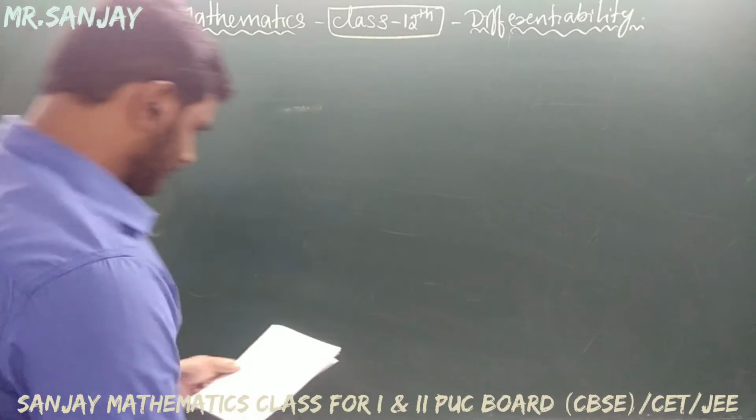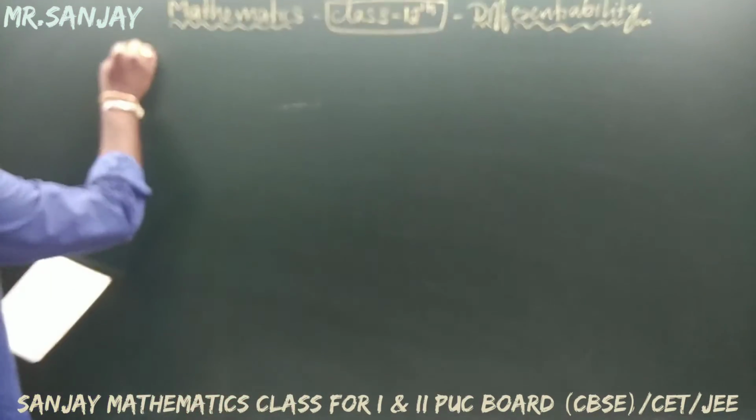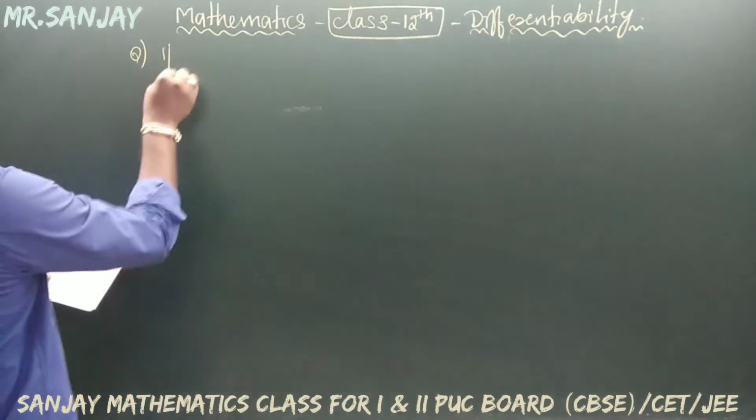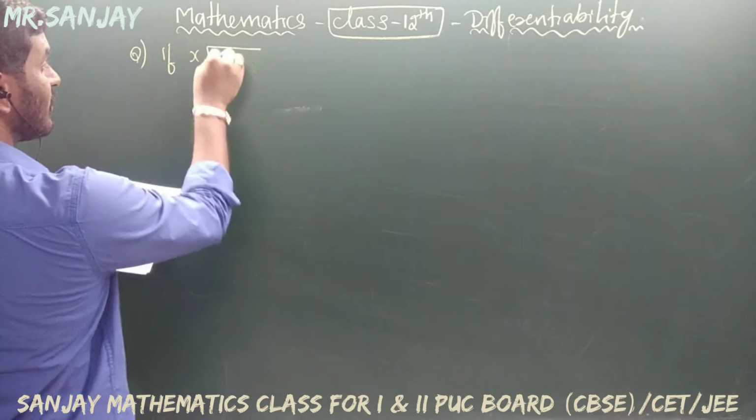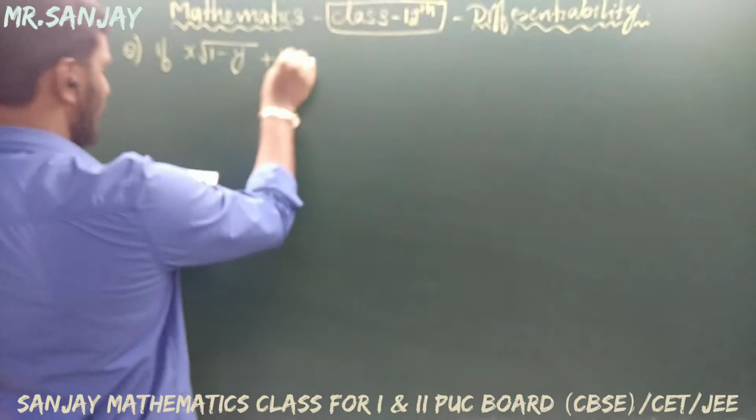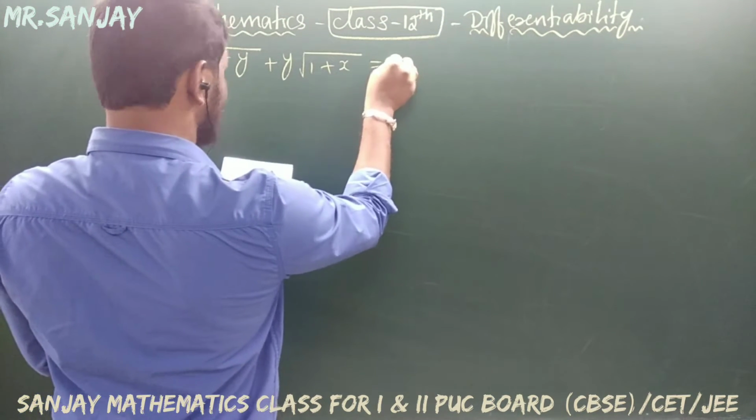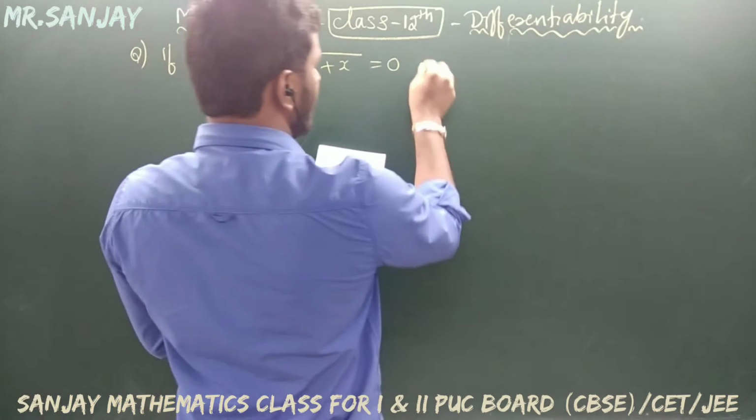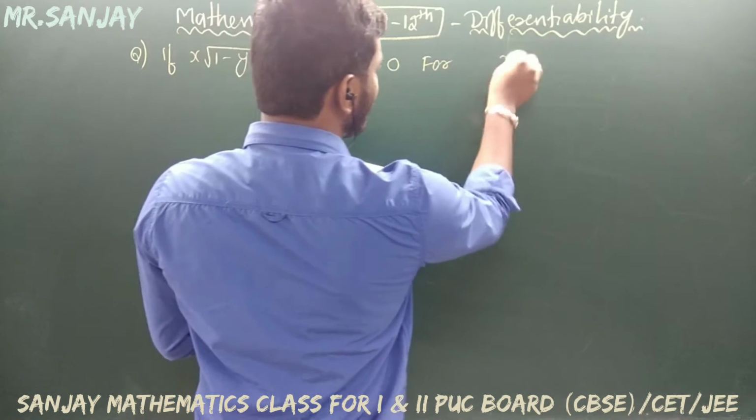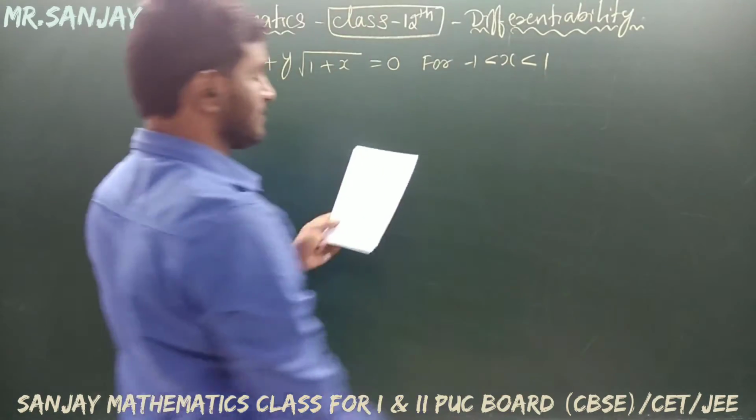Look at the screen. So here, if x root 1 minus y plus y root 1 plus x is equal to 0, for x value greater than minus 1 and less than 1.